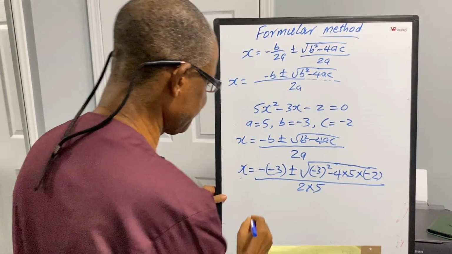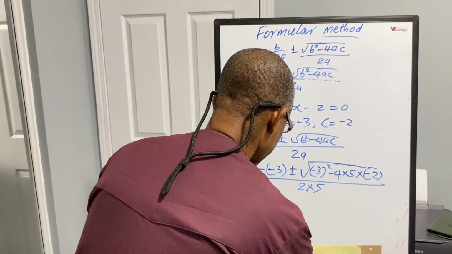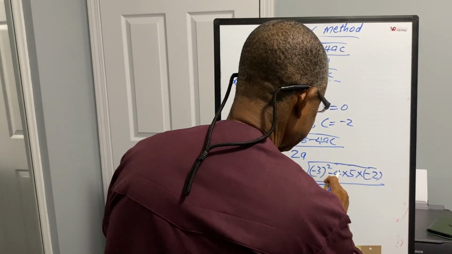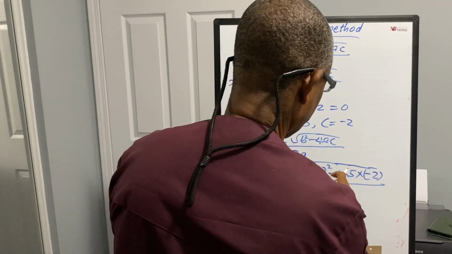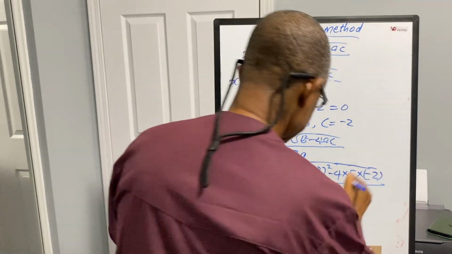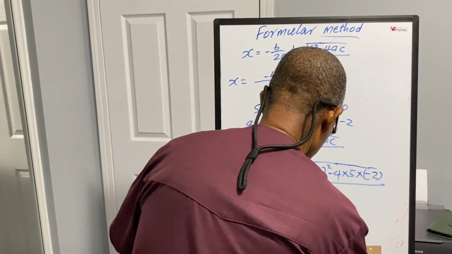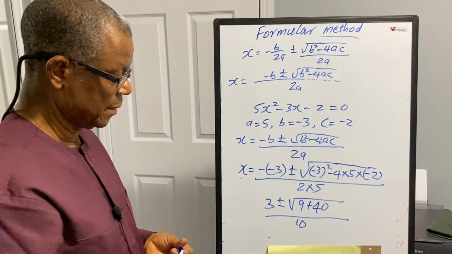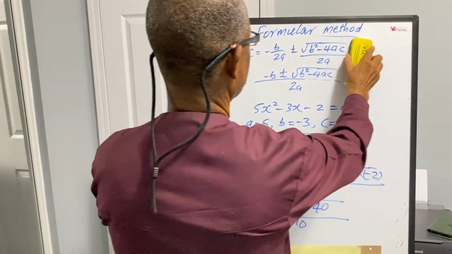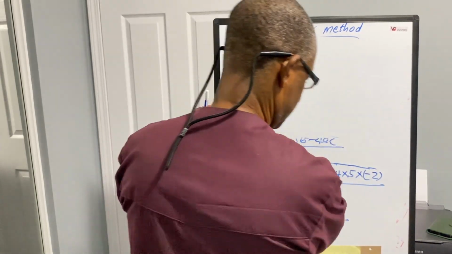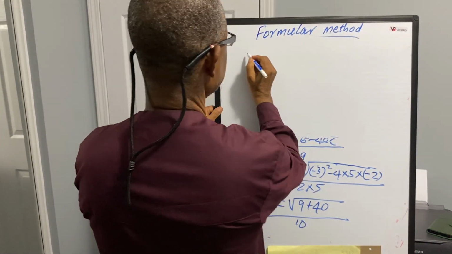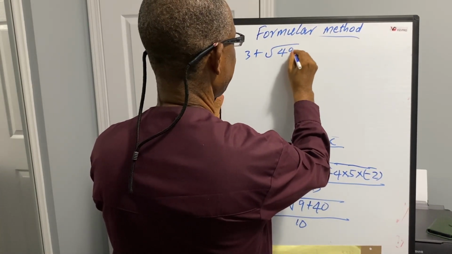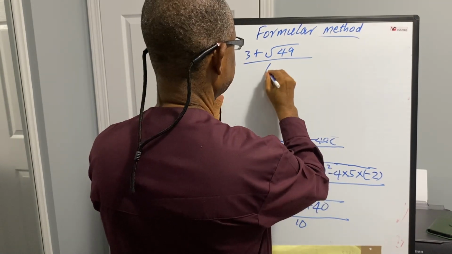Negative times negative is positive, so we have 3 plus or minus the square root of 9. Negative and negative is positive. 4 times 5 is 20, and 20 times 2 is 40. All over 2 times 5 is 10. Let's go up and conclude there. We have 3 plus or minus the square root of 49 all over 10.